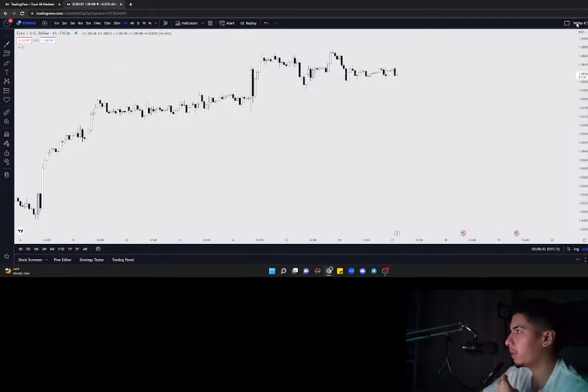Alright, I'm going to change this back to my normal colors, just because I really like how it looks. And I want to see my setup is still intact here.